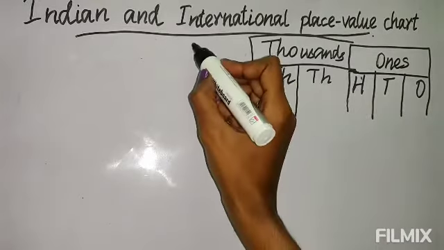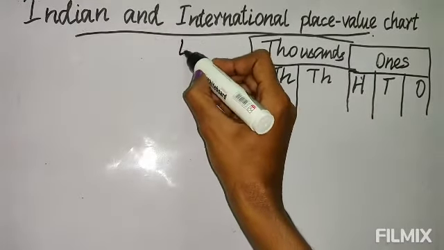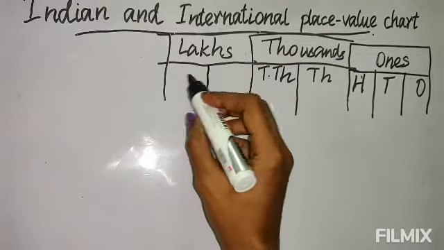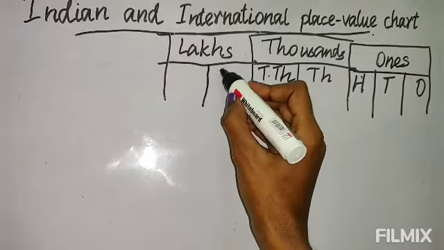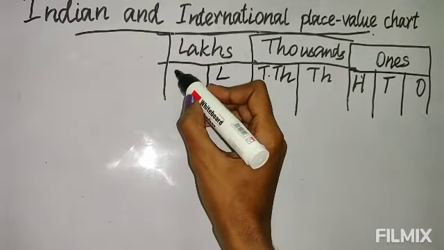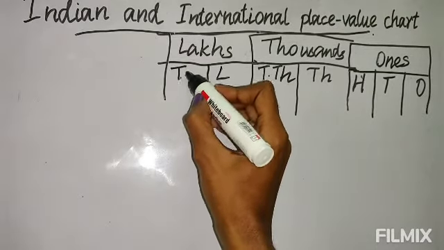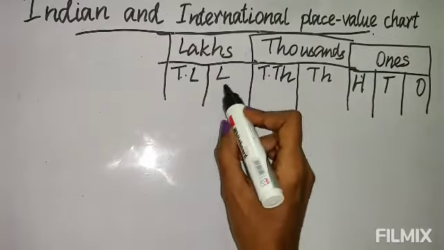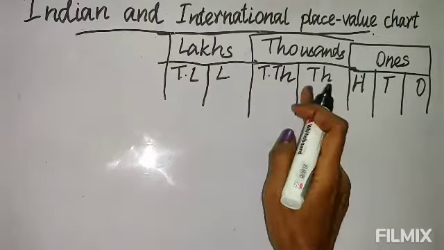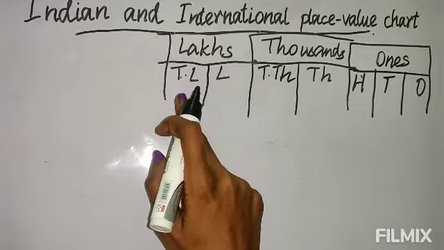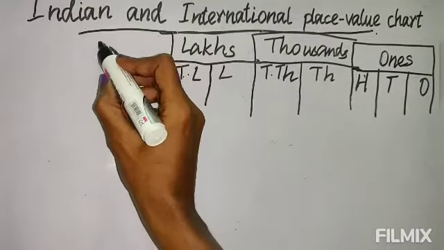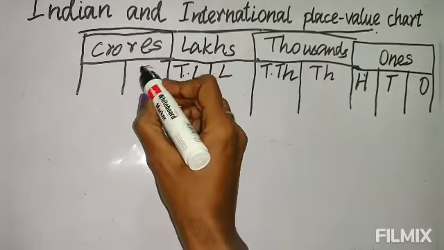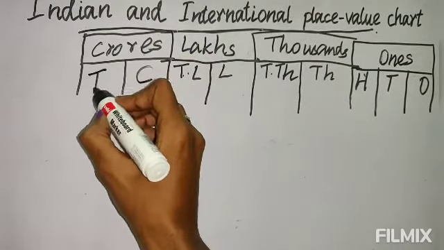Next period is lakh. In the lakhs period also we have two places, that is 1 lakh, we just say lakh, and another one is 10 lakh. In the thousands and lakh periods you see 1 and 10, 1 and 10: 1000, 10,000, 1 lakh, 10 lakh. The same thing goes for the crores period also. Next one is the crores. In the crores period we have crore and 10 crore.